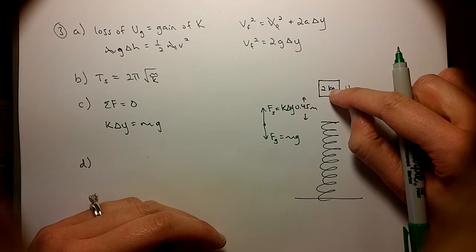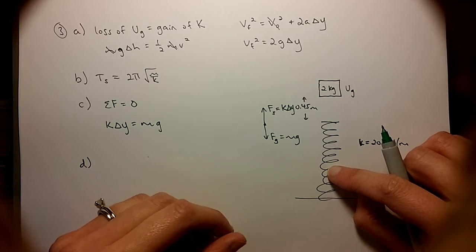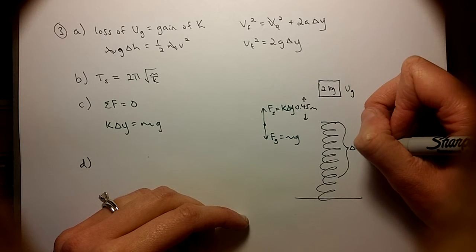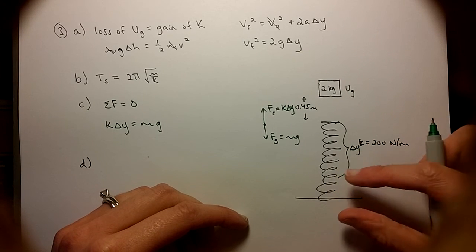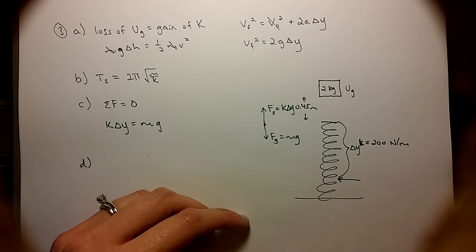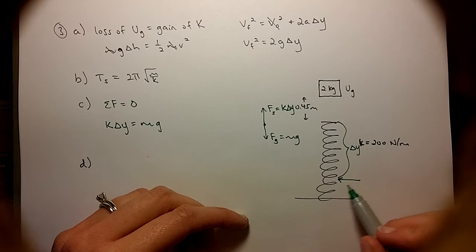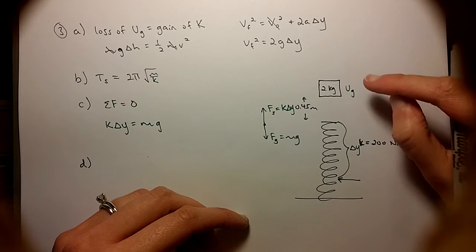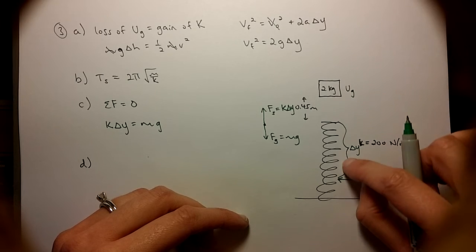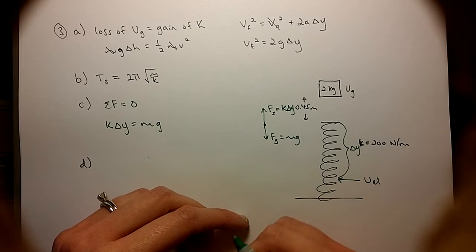Then later, if you think about it, it falls, it hits the spring, and it's going to compress it to some maximum value. And that's what we're supposed to be finding here. When it gets to its maximum compression, at that point it has come to rest momentarily. And so it doesn't have any kinetic energy again. And so all of that loss of gravitational potential has now been converted into elastic potential.